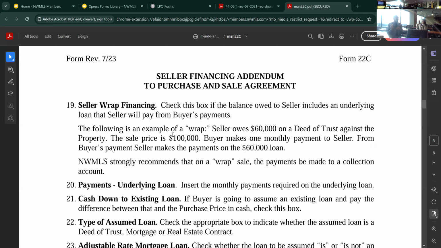If there is any situation where a wrap is involved, you really must involve a servicer, somebody who is collecting the payments, and they are the ones who are dispersing payments. You have to do it that way. You cannot just make it seller only.